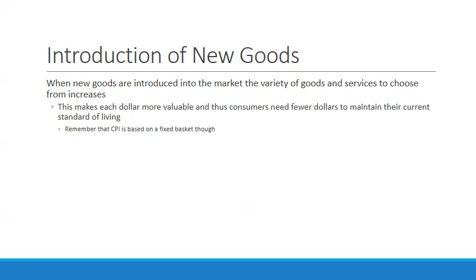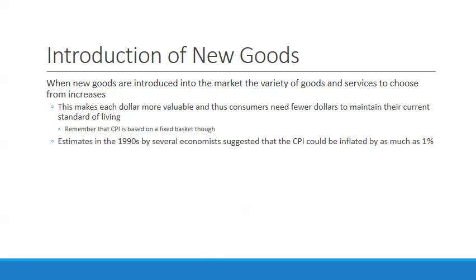But you've got to remember CPI is based on a fixed basket. So here we have an issue in which the variety of goods from which we can choose is increasing on an annual basis, yet CPI measures a fixed basket which needs to remain constant across the number of years. The result is that estimates in the 1990s by several economists suggest the CPI could be inflated by as much as 1%.